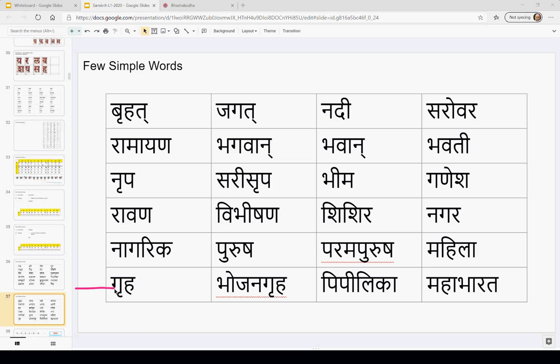Next one, Ma Sharada. Last line. Gruha, Nagaha. No, I'm sorry, there's an R there. Pitrika. Mahabharata. So this one, first one, can you read this again? Gruha. Yeah, Gruha. Gruha means home. Next one.